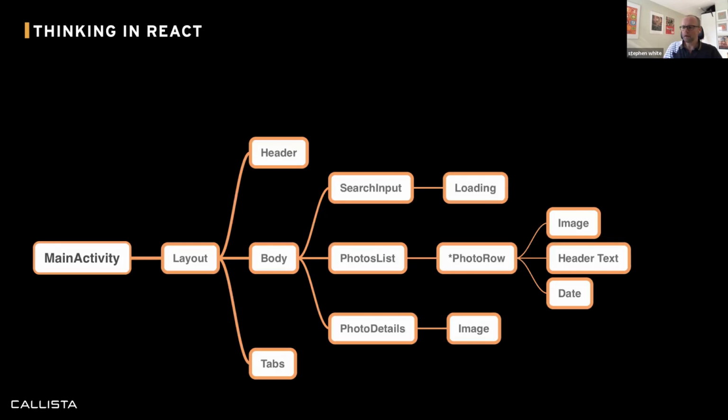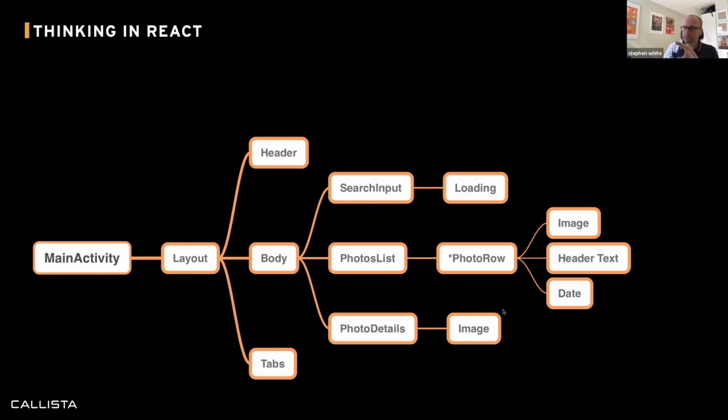So again, it is a hierarchy. It's a tree of components. So for instance, with Compose, you would have a main activity. You would have your layout. Maybe there's a header, there's a body, there's some tabs at the bottom. Think about a mobile app here. There's search input. This is for the Flickr browser. There's a loading spinner. There's a photo list, photo row, image, header text, date, photo details, and image, and so on and so on.